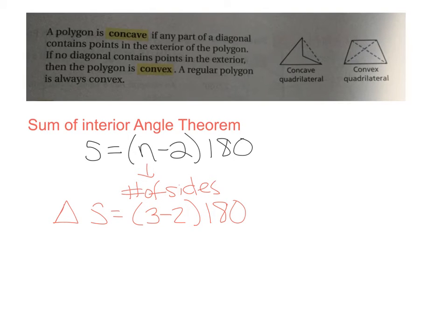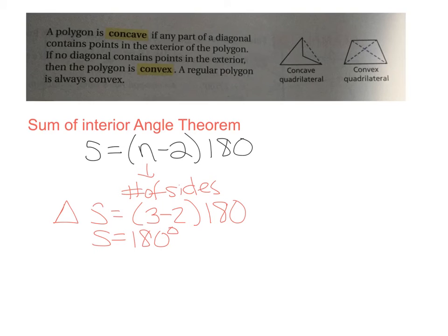So if we simplify this, 3 minus 2 is 1 times 180. So the sum of the interior angles of a triangle add to 180 degrees, which we already knew. But this helps us for all other polygons.